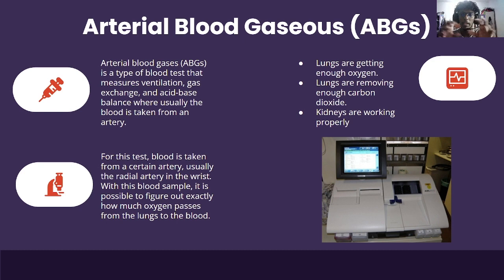blood. So basically, the main function of ABGs is that we can find out if our lungs are getting enough oxygen, if the lungs are removing enough carbon dioxide, or we can also find out if the kidneys are working properly. So this is one of the blood analyzer machines, as you can see here.